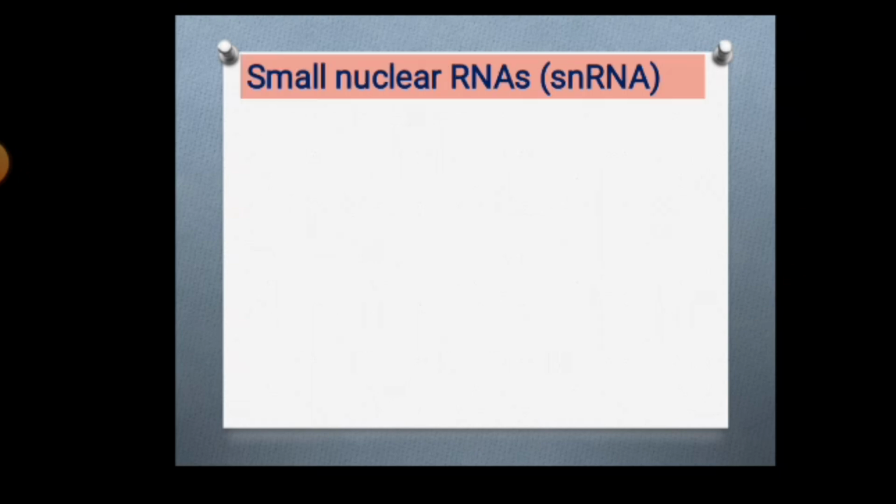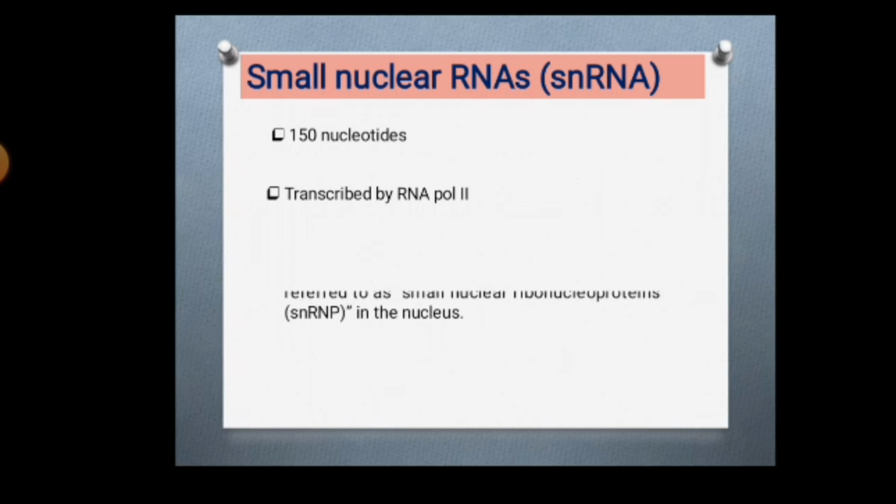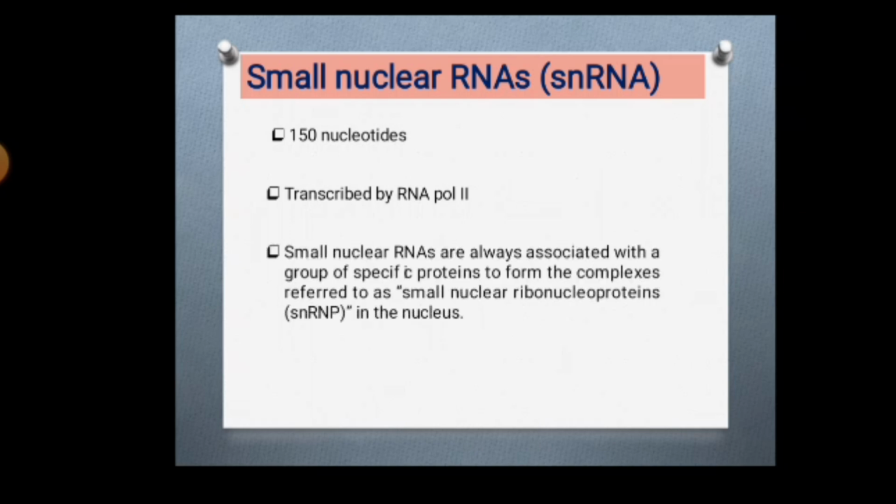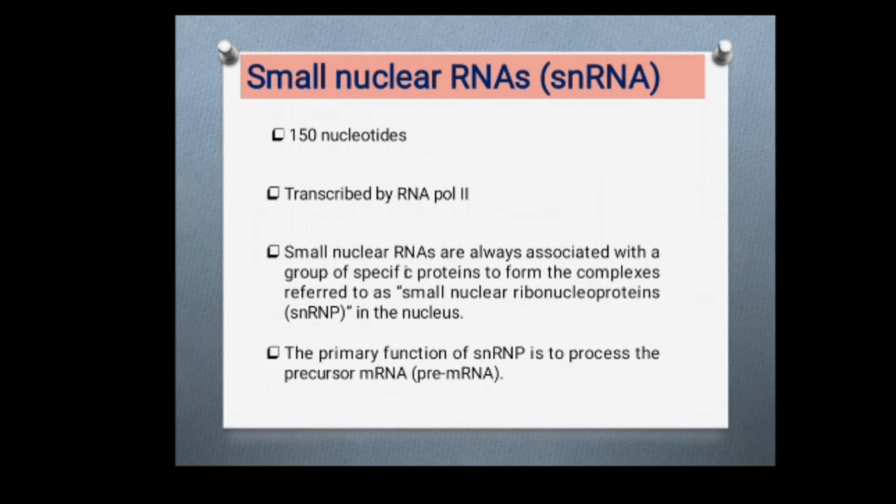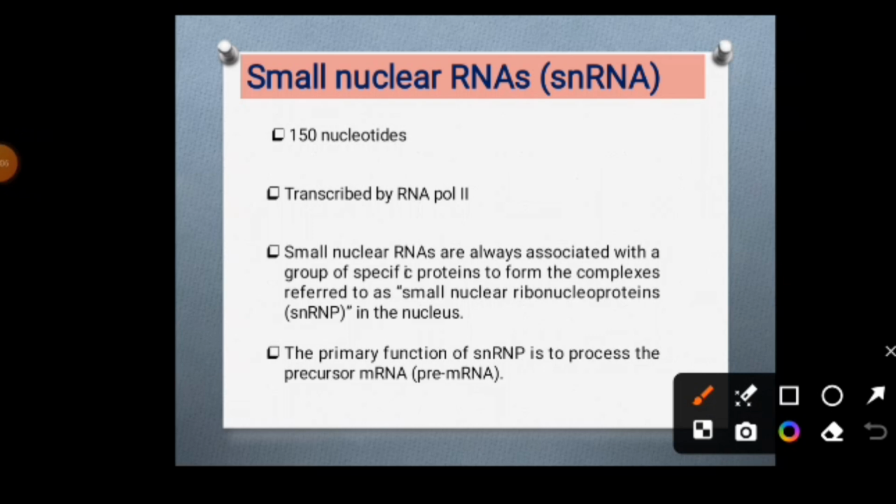Next, the function of small nuclear RNAs, that is snRNA. It contains about 150 nucleotides. These small nuclear RNAs are transcribed by RNA polymerase II. Small nuclear RNAs are always associated with a group of specific proteins to form complexes referred to as small nuclear ribonucleoproteins, snRNPs, in the nucleus. The primary function of snRNPs is to process the precursor mRNA, that is the pre-mRNA.